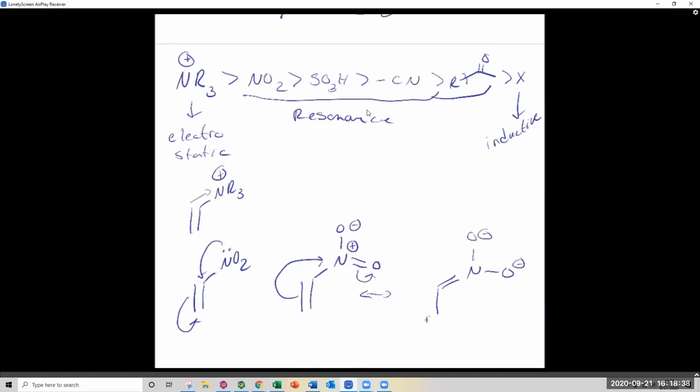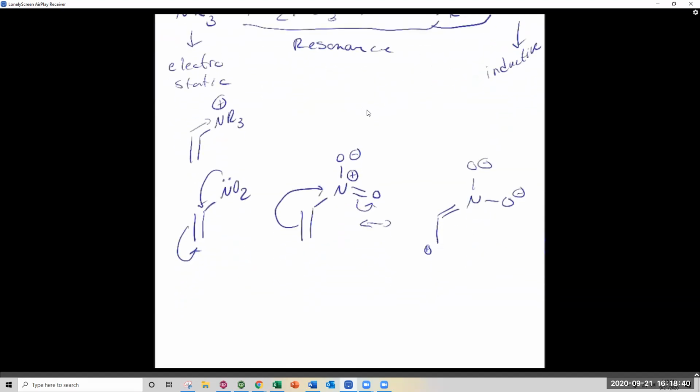I get a partial charge here. I'm sorry, an actual charge there. And then when I draw out my resonance hybrid for the 2 structures that I drew, I get a partial positive charge here, partial positive here, partial negative here, partial negative here.